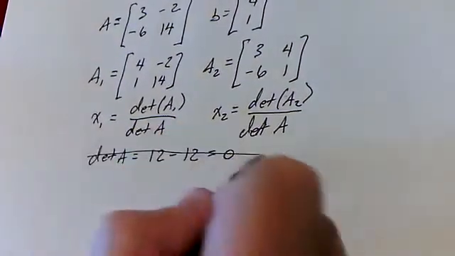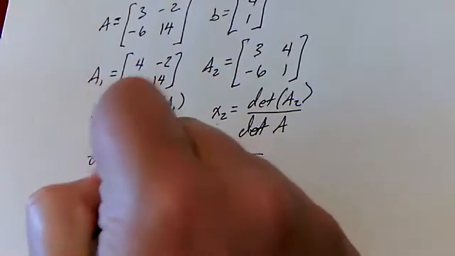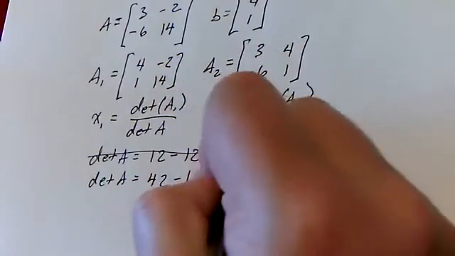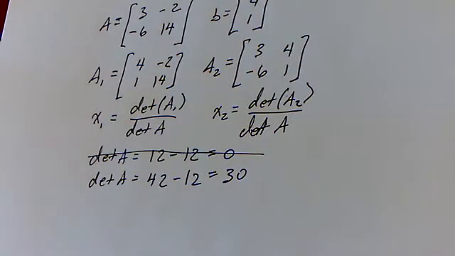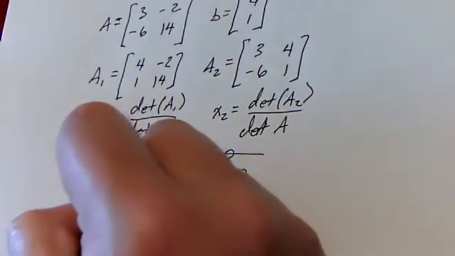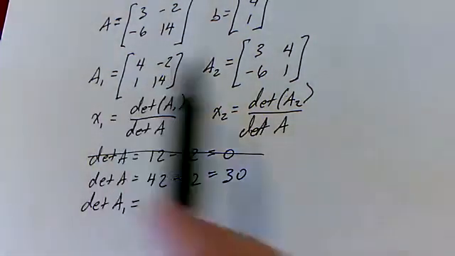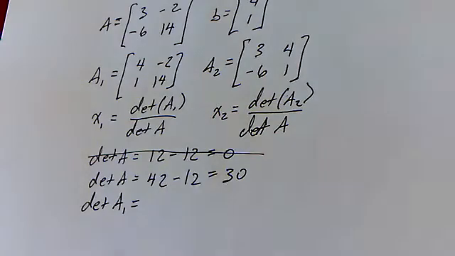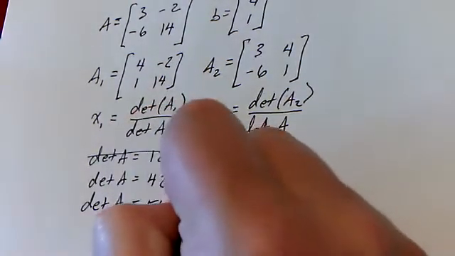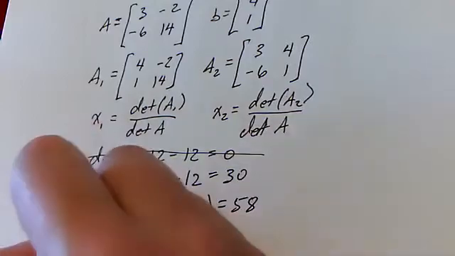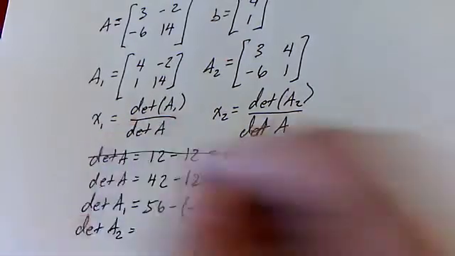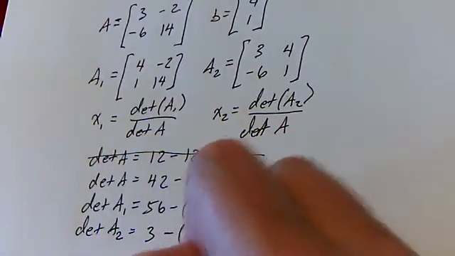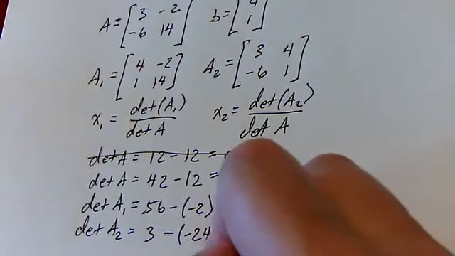So let's get a new determinant for A now with our new values. 3 times 14 is 42 minus 12. That's going to be 30. So there's the determinant of A. The determinant of A1, 4 times 14 is 56. 56 minus a negative 2, so that's 56 plus 2, that's 58. And then my determinant for A2 is going to be 3 times 1 is 3 minus a negative 24, so I get a positive 27.